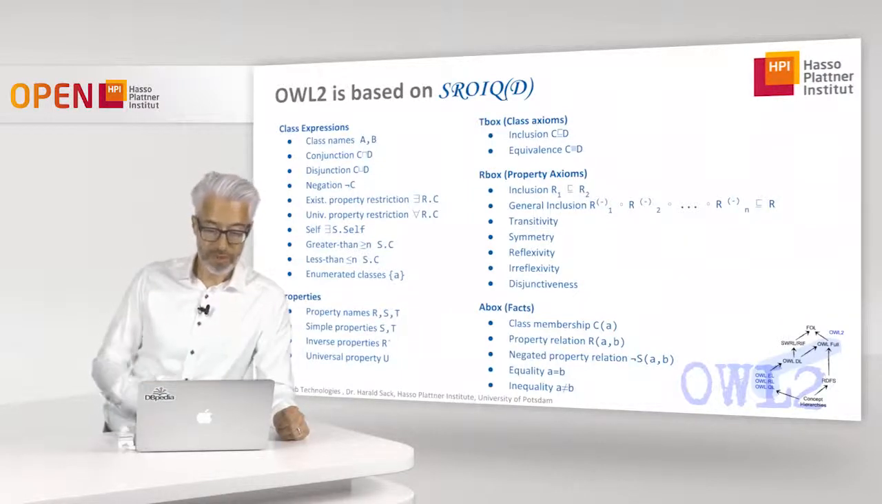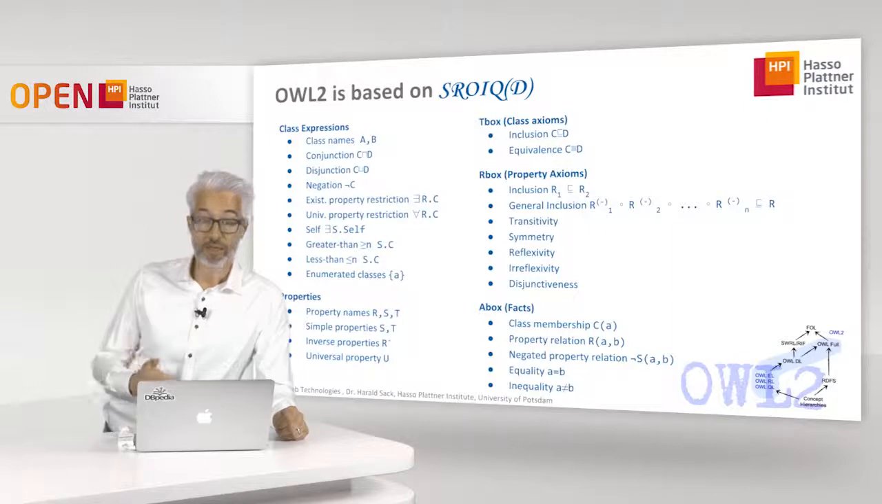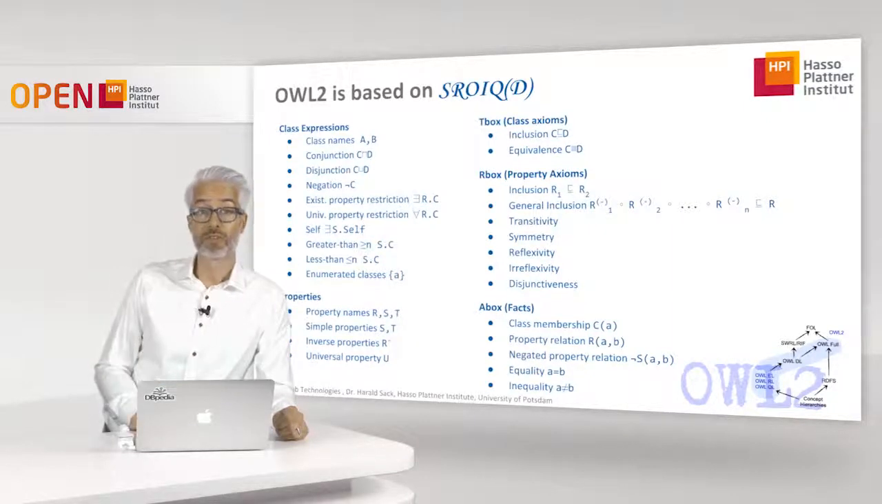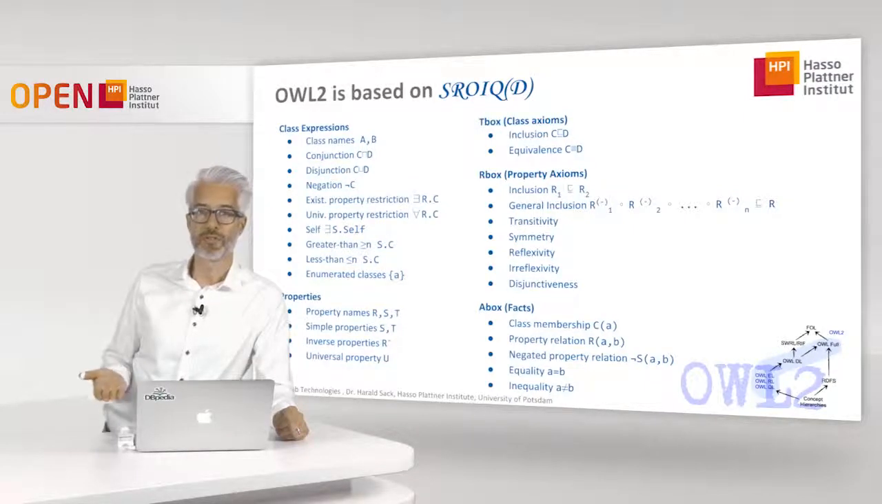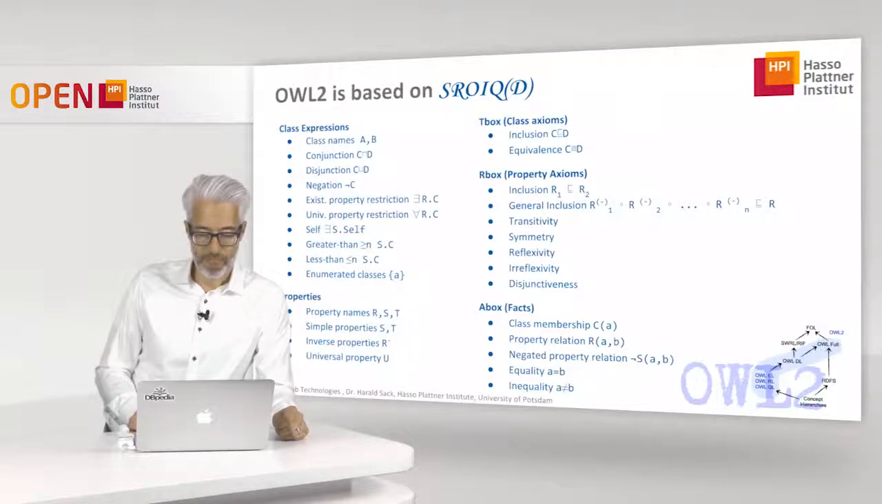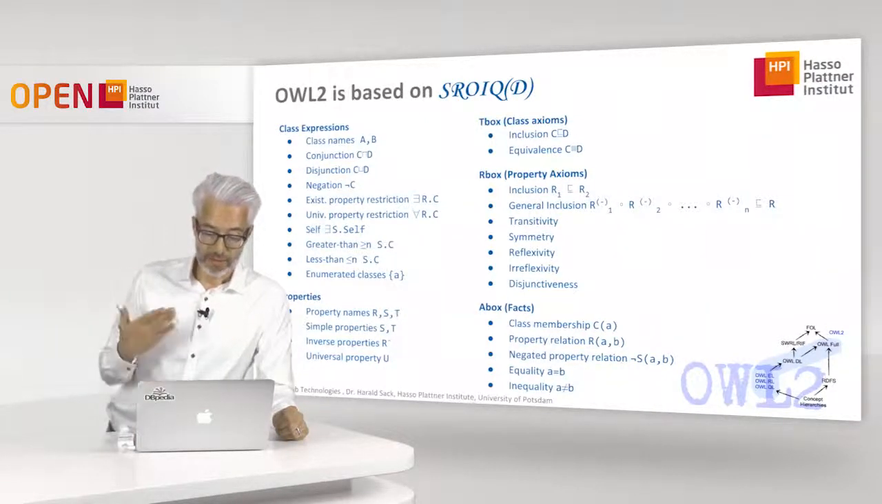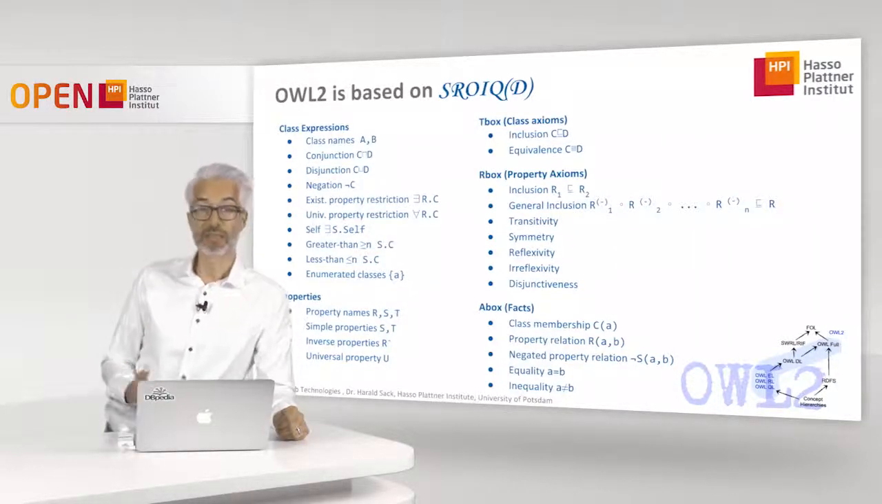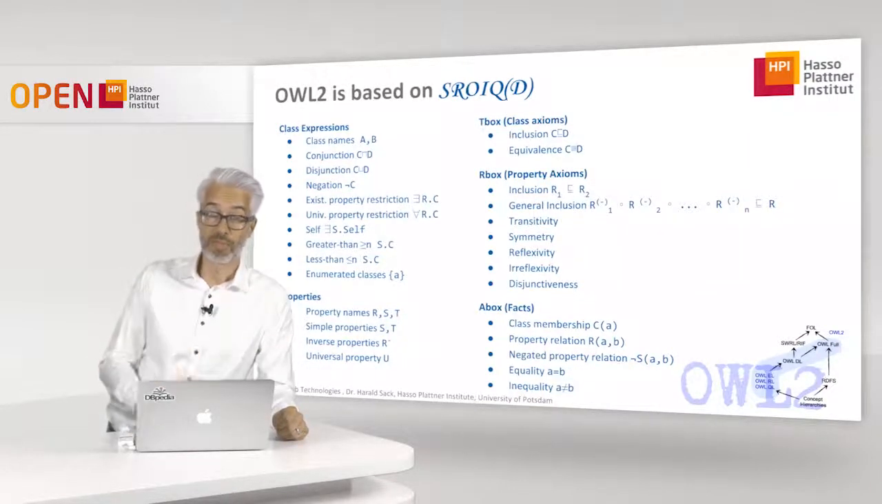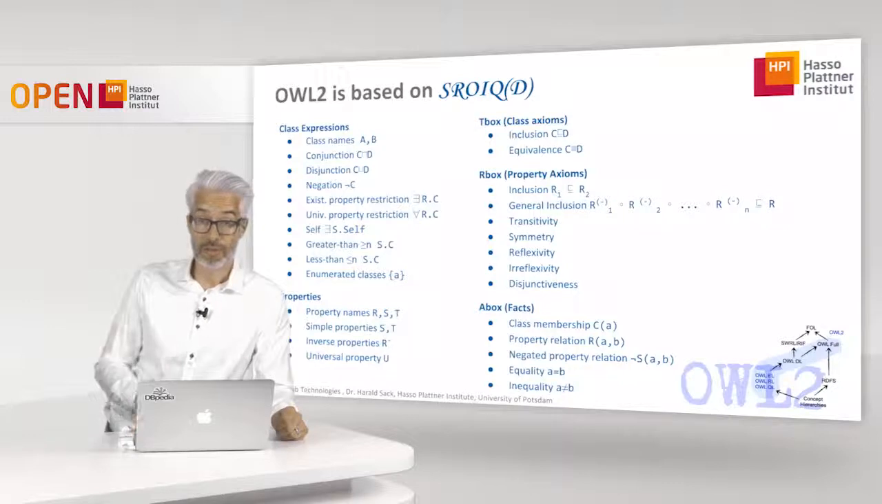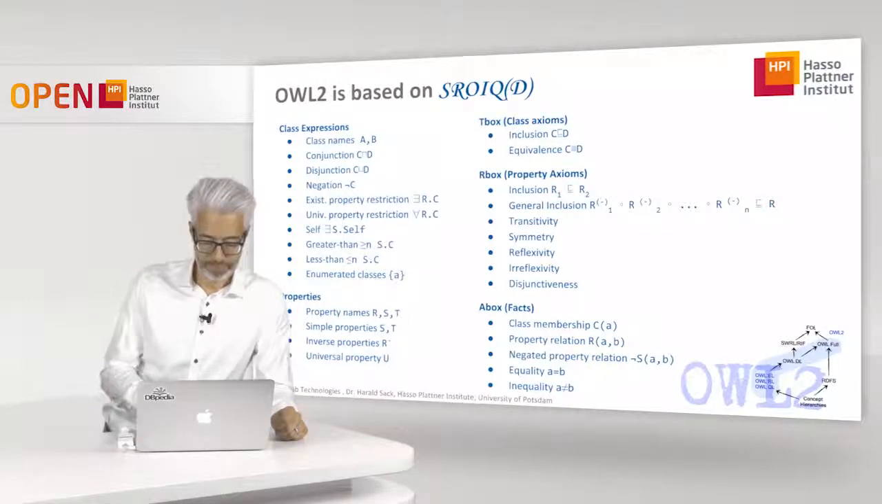And then of course you can here, for example, define restrictions for your properties, for your roles. You can say they are transitive, they might be symmetric, reflexive, irreflexive, and you can also make restrictions about disjunctiveness. And in the A-box, in the assertional knowledge, you can make assumptions about class membership, about property relations. You can negate property relations, and again, equality and inequality. But we will talk about that in detail in the course of this fourth lecture.